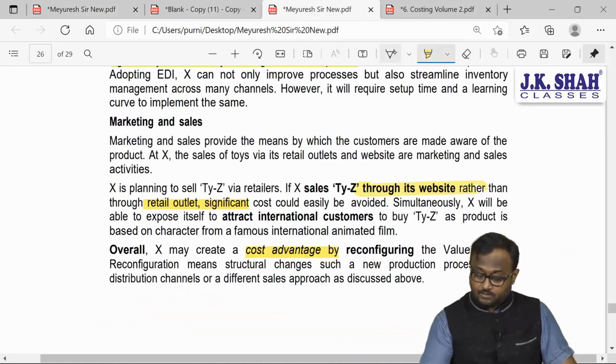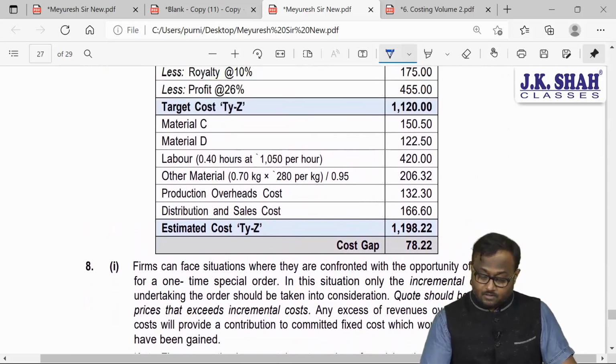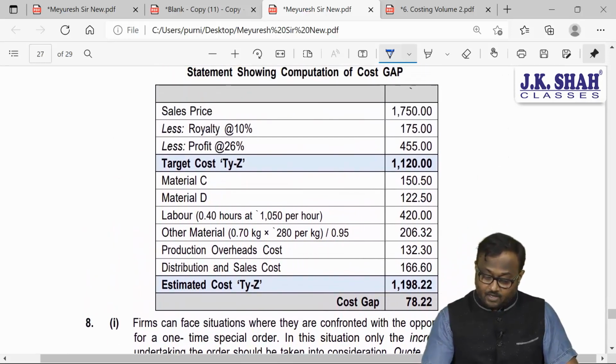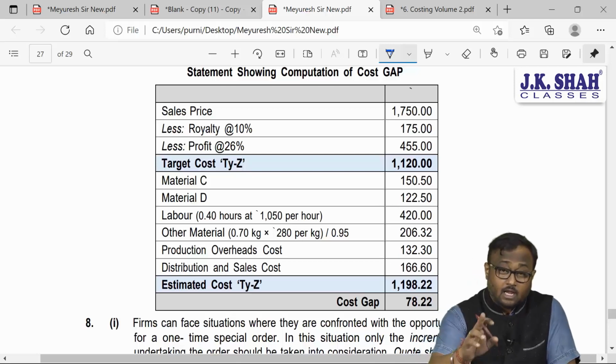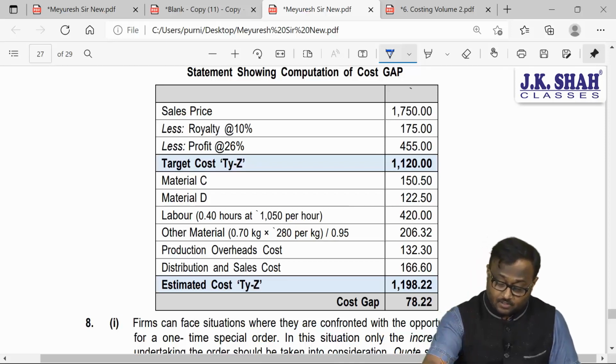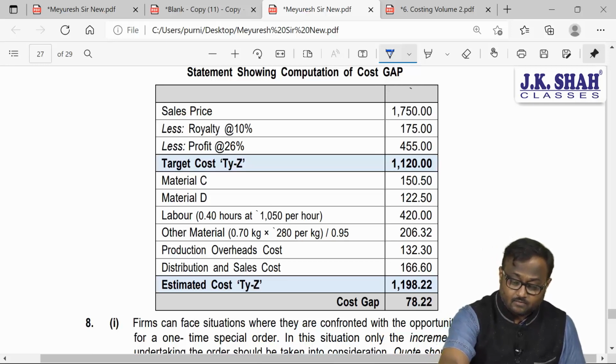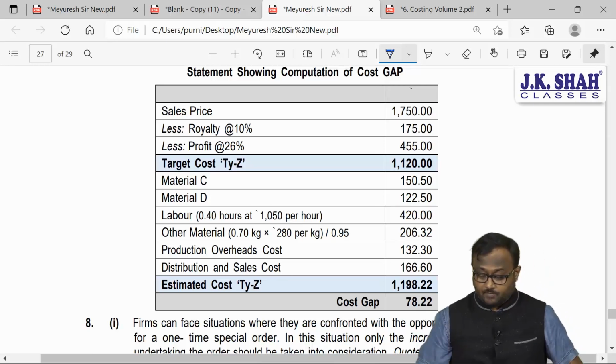96 is something that I'm left with. And then you are also supposed to pay 10% royalty to the director. So 1750 is the selling price, 175 is the royalty paid. So there is a shortfall of 78.22.